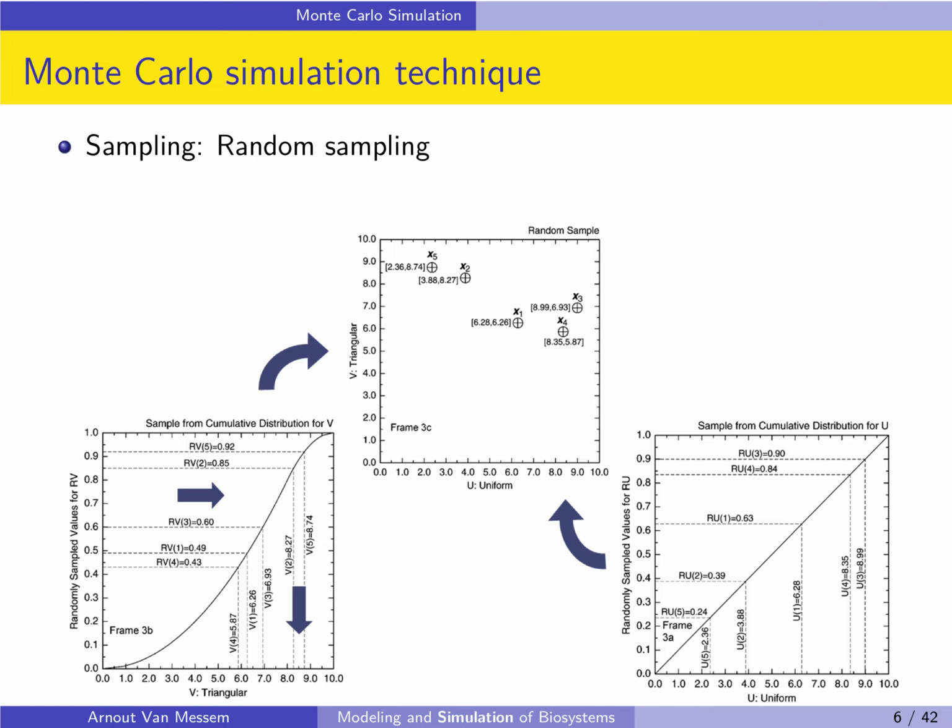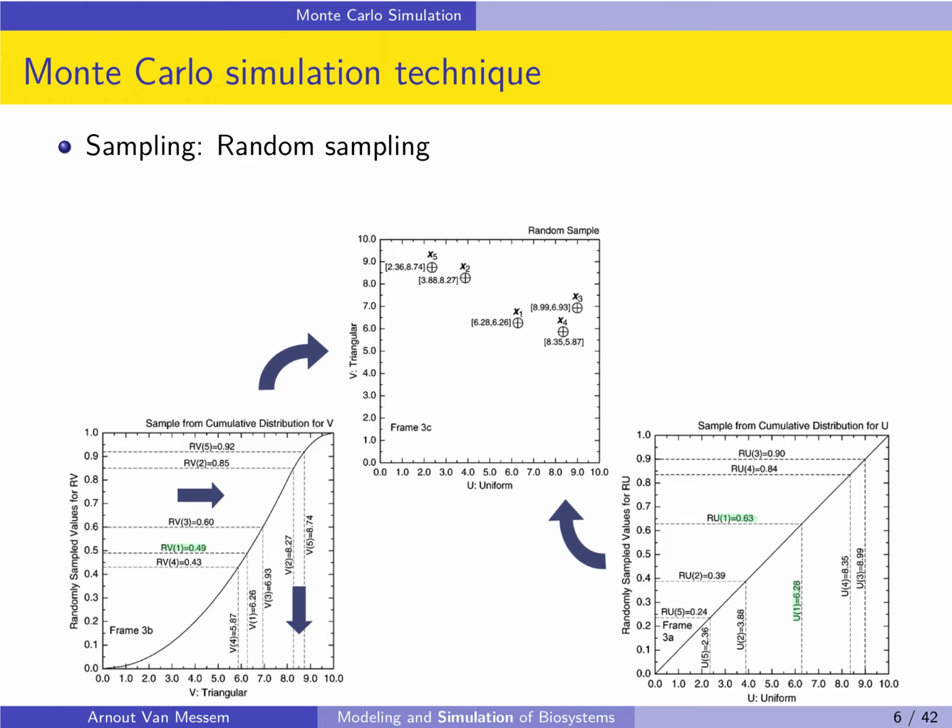To then create a random sample of two-dimensional vectors uv, what you do is you pick a random number between 0 and 1, so a random probability for the variable u, and then you transform it back to find the value of u which corresponds. So for example, in the first step, let's say that the outcome is 0.63. Then you use the cumulative distribution function to find that this corresponds to a value of 6.28 for my random variable u. You do the same for v.